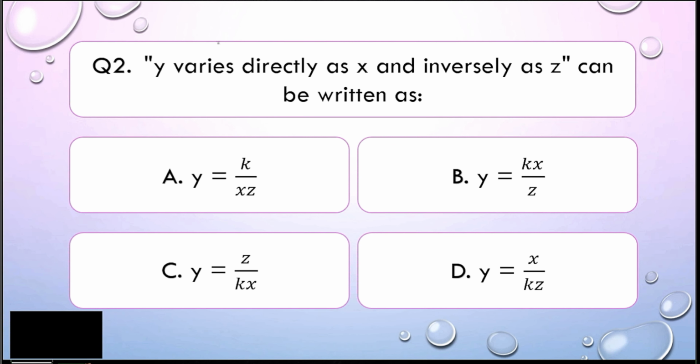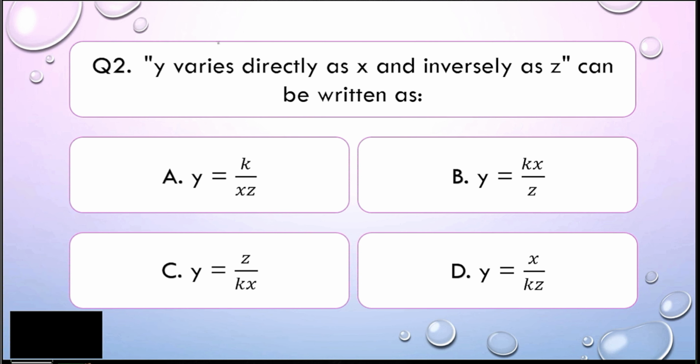Alright, math learners, in answering this question, this is just the same as number 1. We will translate it into a mathematical sentence. So y here means y equals. All of the choices have y equals, alright? Now, varies directly as x. It means that the constant of variation k will be multiplied with x.